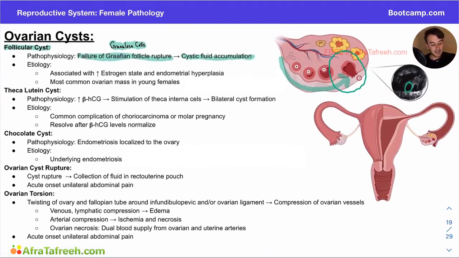these follicular cysts. These follicular cysts are associated with an increased estrogen state, and this makes sense, right? Because along this journey, as the egg is growing up into the Graafian follicle, it is also promoting endometrial growth, right? So if we were to trace endometrial growth, it would be low, and then it would start getting bigger and bigger as we had more and more estrogen produced. So it totally makes sense that if we look at our associations, an increased estrogen state is going to lead to endometrial hyperplasia. And this all ties into the pathophysiology of our follicular cysts. And so it's going to be the most common mass in our young females.